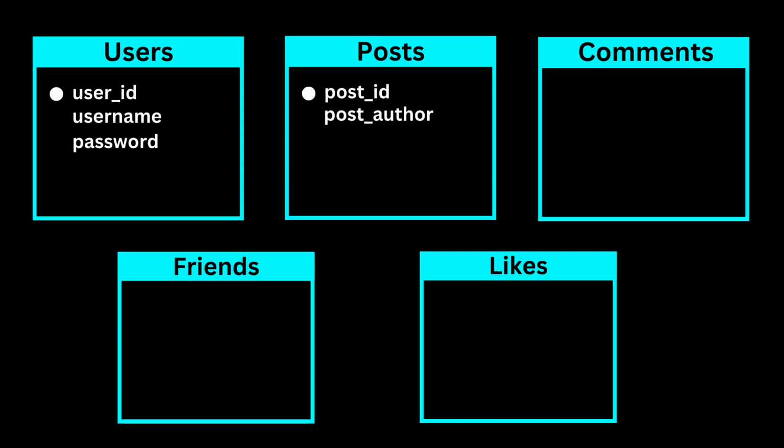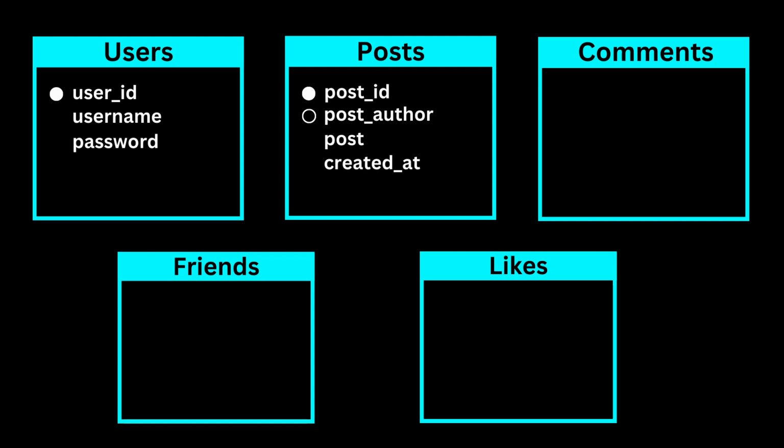Foreign keys are typically represented by an unfilled circle. We'll make the connection between the primary and foreign key when we create the actual data schema here in a second. So we'll also add the post and created at columns.